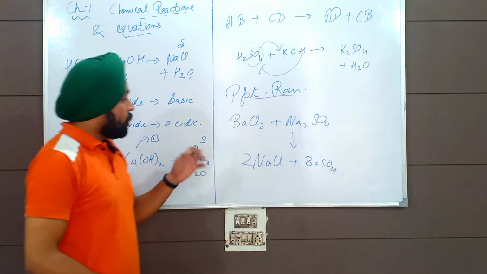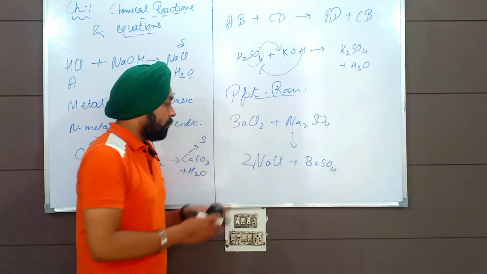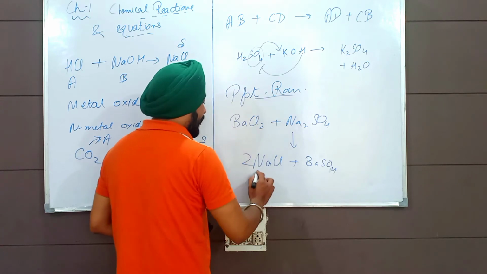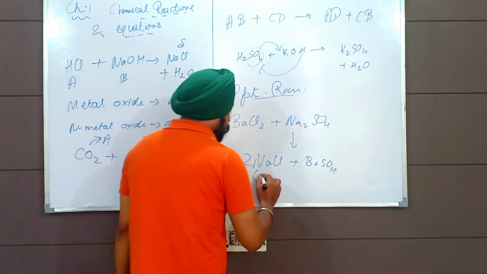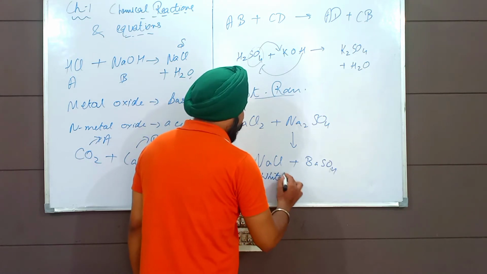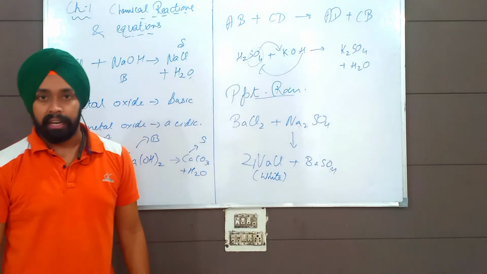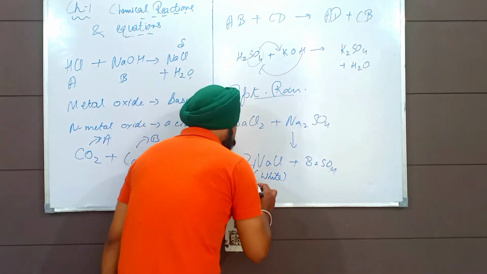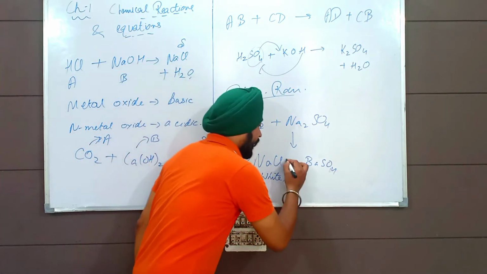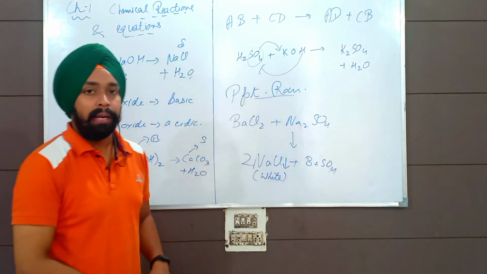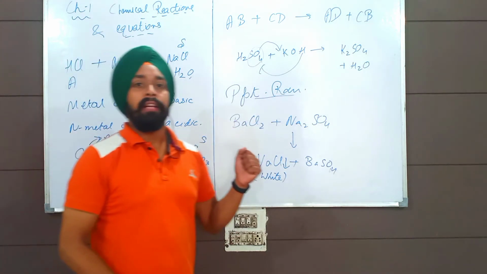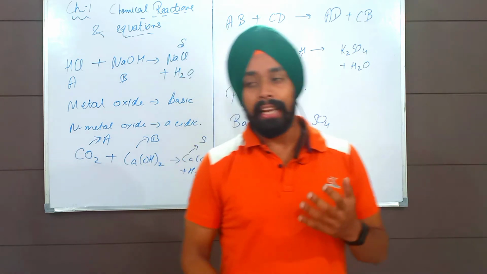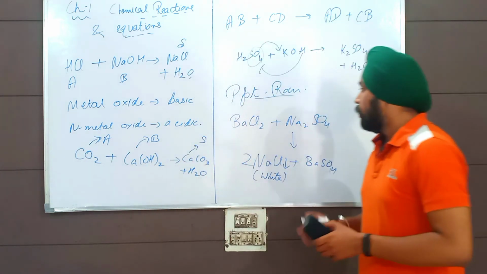Obviously we know that sodium chloride is white in color, the common salt we eat, and barium sulfate is insoluble. That means a white PPT, and we denote PPT by a downward arrow. So a white precipitate, an insoluble substance, has formed.